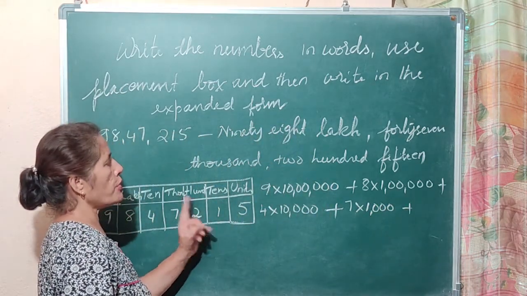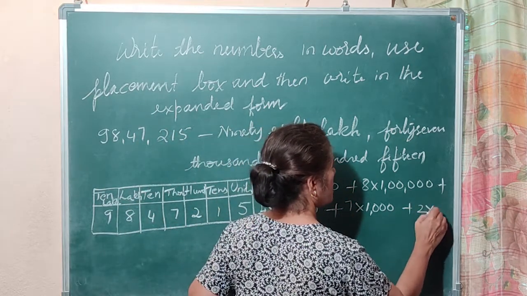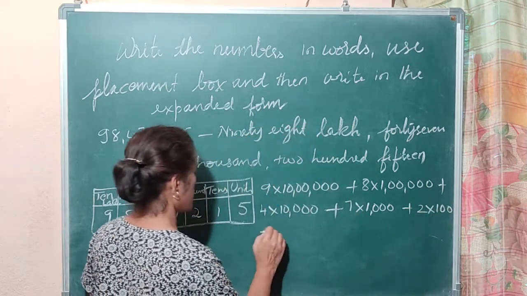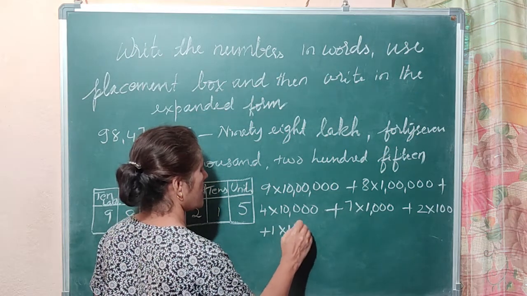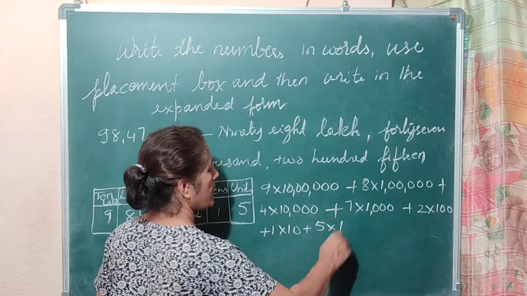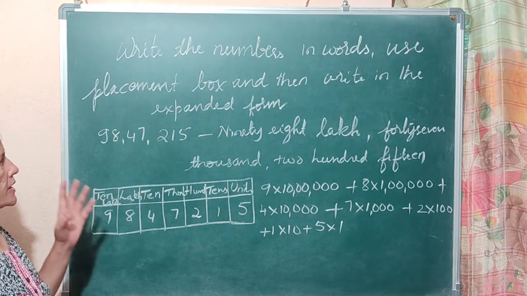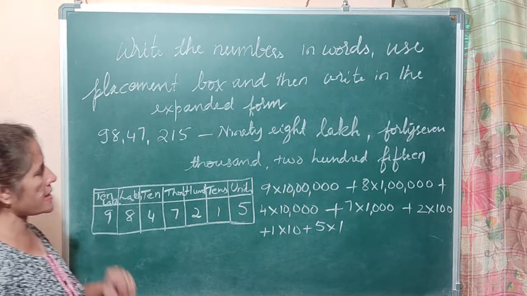Plus 2 into 100, plus 1 into 10, plus 5 into 1. So how do you write this in powers, in the expanded form and powers?